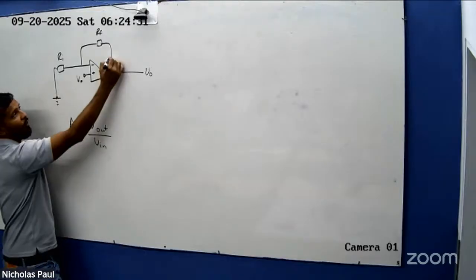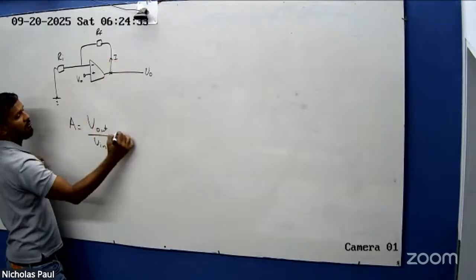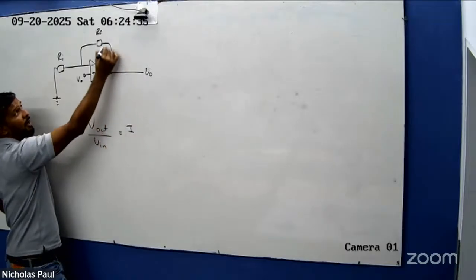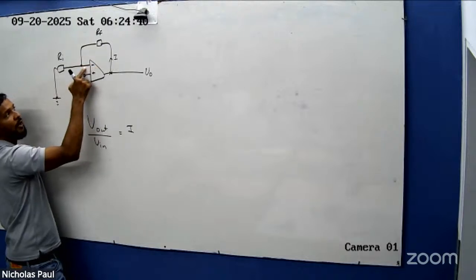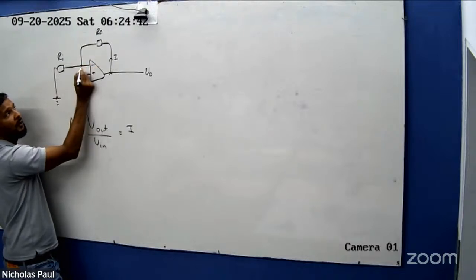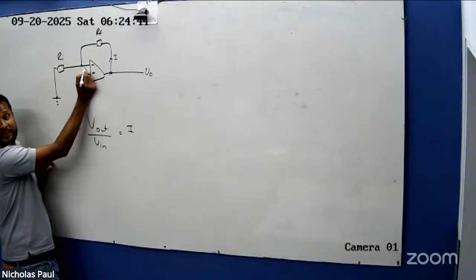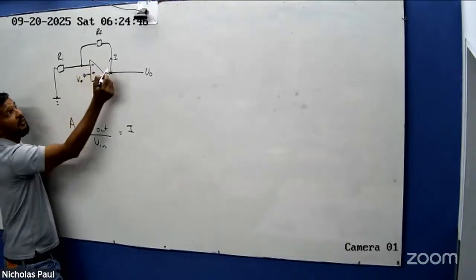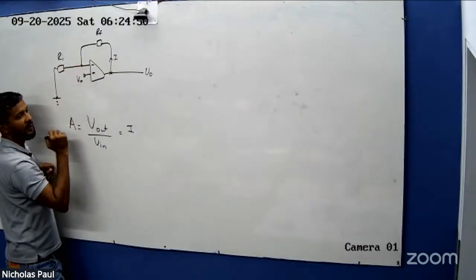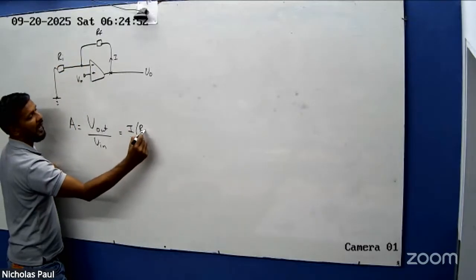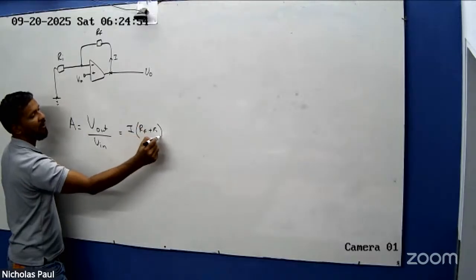So if I have current flowing, current will flow here, right? Would any current flow back here? No, because remember we call here virtual earth. Nothing flows in here. So these two resistors are in what? Series. So it will be RF plus RI.